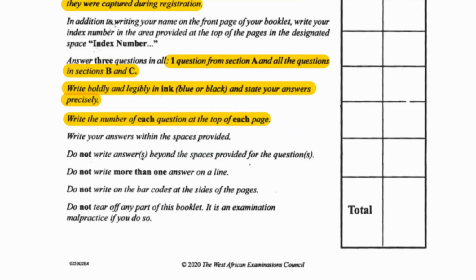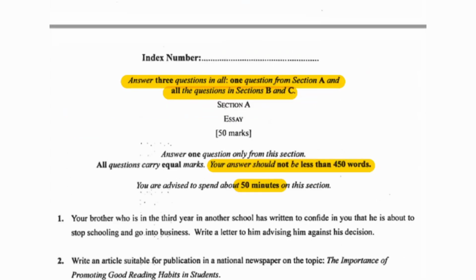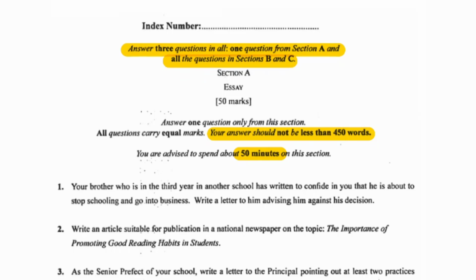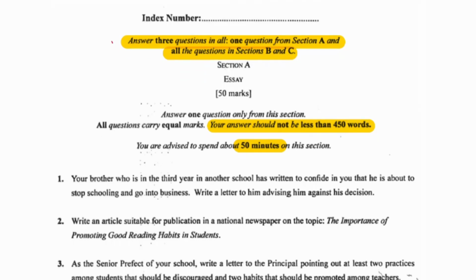Now I want to just draw your attention to this. Apart from the fact that you need to write your names and write legibly, look at this particular note here. There are going to be a number of questions, but you need to answer one question from section A, and then you attempt all the questions in sections B and C. If you look at section A, we are told that you have to answer 3 questions in all: 1 question from section A, and all the questions in sections B and C.